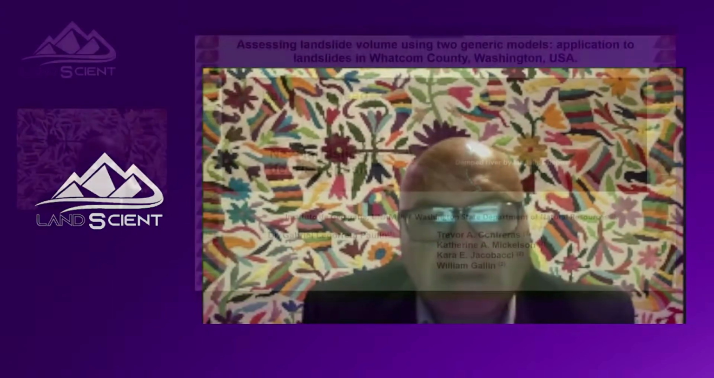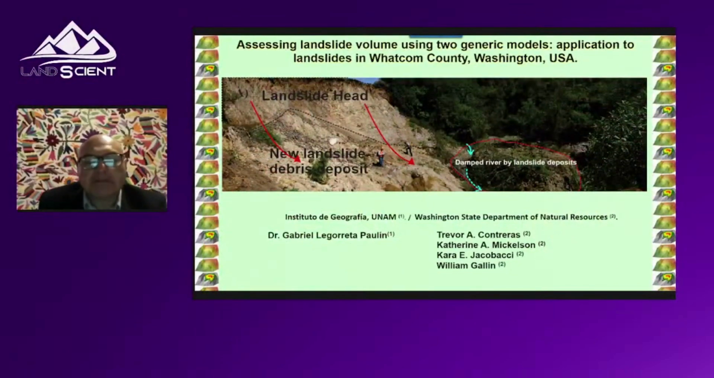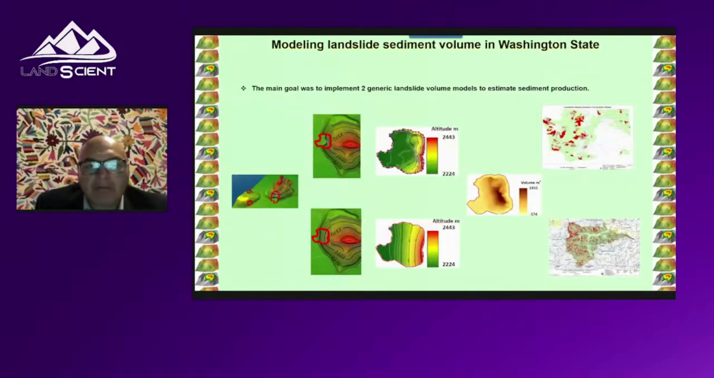So today I'm going to present a project that is in collaboration with the Washington State Department of Natural Resources, DNR, for modeling landslide volumes. We use a study area in Whatcom County, Washington, United States. The main goal of this project was to implement two generic landslide volume models that I call the overlay and the interpolation models to estimate sediment production for large landslide inventory maps.